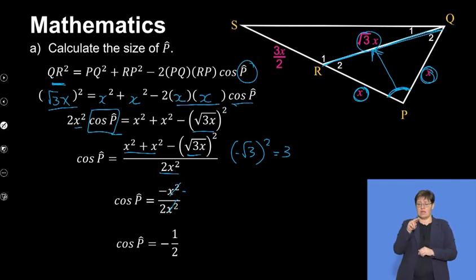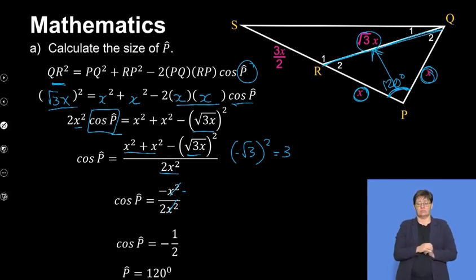Now remember, they wanted us to find the size of P, so we need to use our calculator and use the shift button. So we're going to say shift cos of negative a half, and the answer that we'll get is 120 degrees. So it means that this angle here is now 120 degrees.